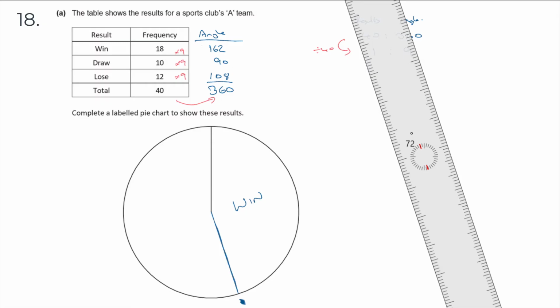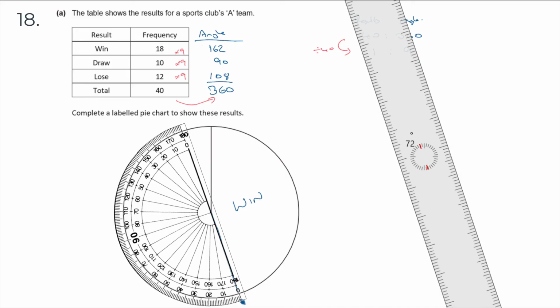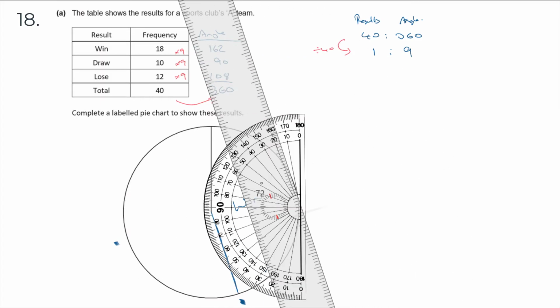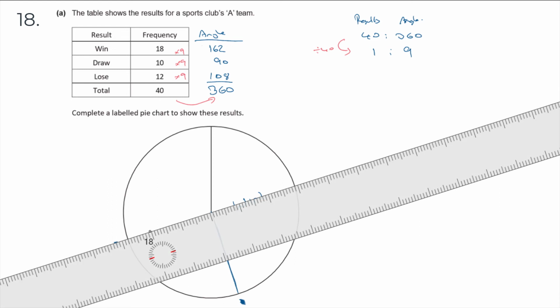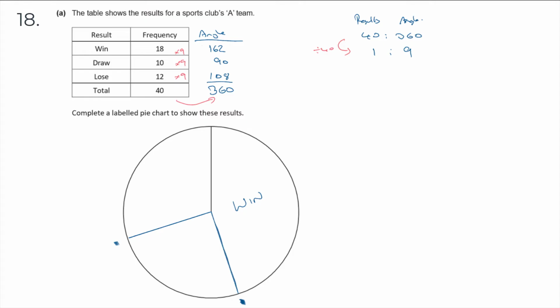And then draw is 90 degrees, so I'm going to have to then put my protractor back down where I left off and then carry on around then, aren't I? So put in my protractor there. I can then measure an angle of 90 degrees and make a mark. Okay, and then lay my ruler out, I can then join that up. Okay, and then that last line then divides my shape into win, draw, and loss now, doesn't it? So the 90-degree angle was draw, and lose is 108 degrees, which kind of draws itself.